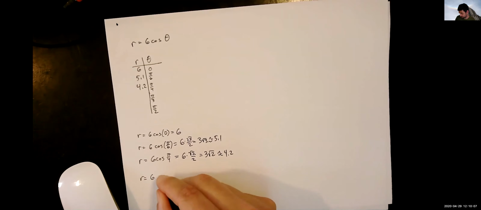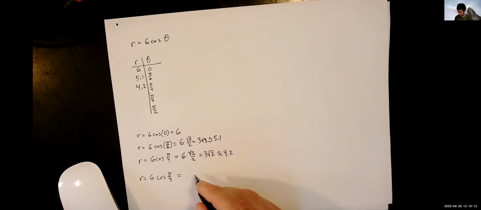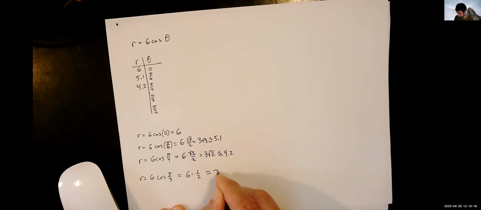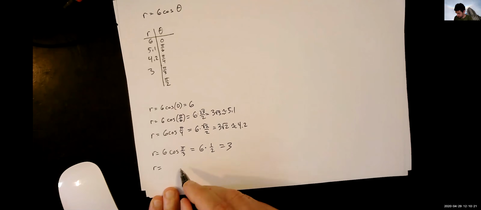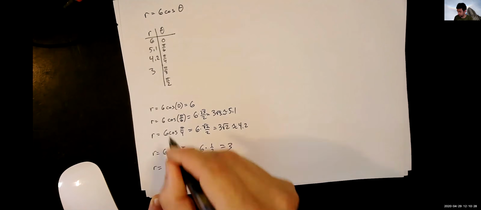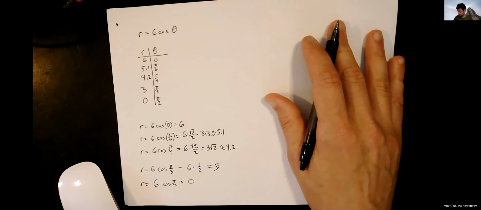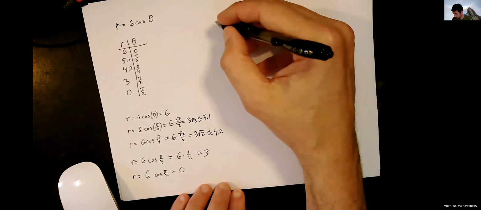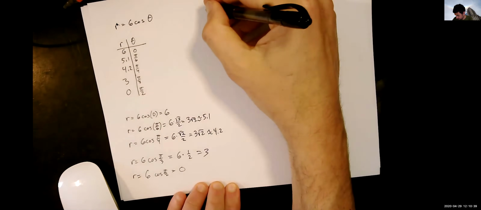r equals 6 cosine pi over 3. This is going to be 6 times 1/2, or 3. And then r equals 6 cosine pi over 2. 6 times 0 is 0. Okay, so there is our set of coordinate points. Let's try to graph this equation.